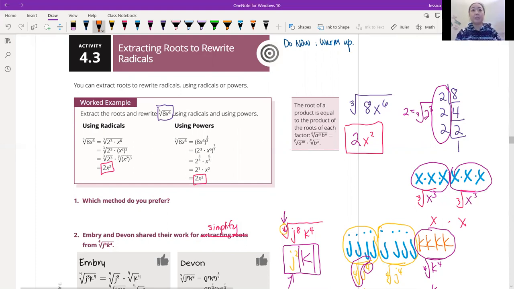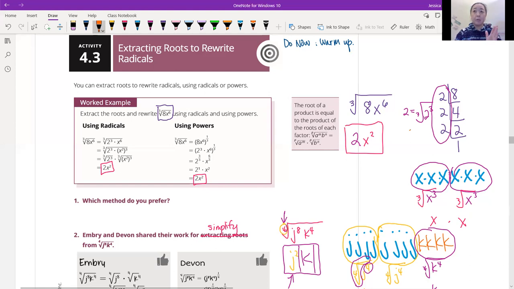All right, so if we take a look at their problem, which is the cube root of 8 times x to the 6th power. What we're going to do is the prime factorization of 8. So if you notice right there, we did that. We said that 2 goes into 8 4 times, then 2 goes into 4 2 times, then 2 goes into 2 once. And so it's 2 times 2 times 2.